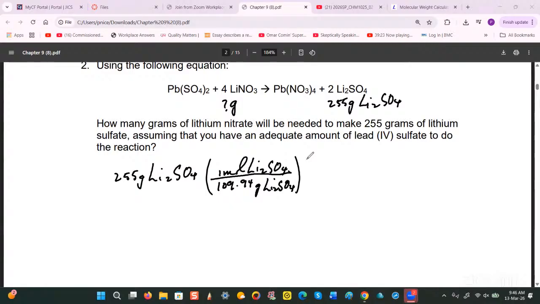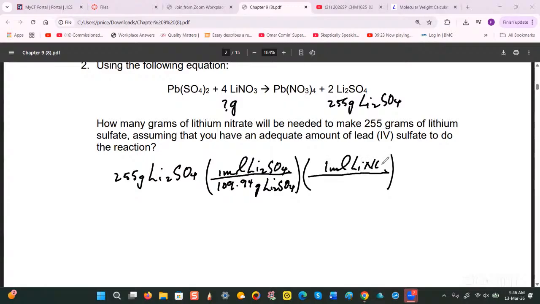What's the next conversion factor that you'll include right here? 1 mole of the drink on the top. You're going to put 1 mole of lithium nitrate where? At the top? Now, my question to you is, why 1 mole of lithium nitrate?